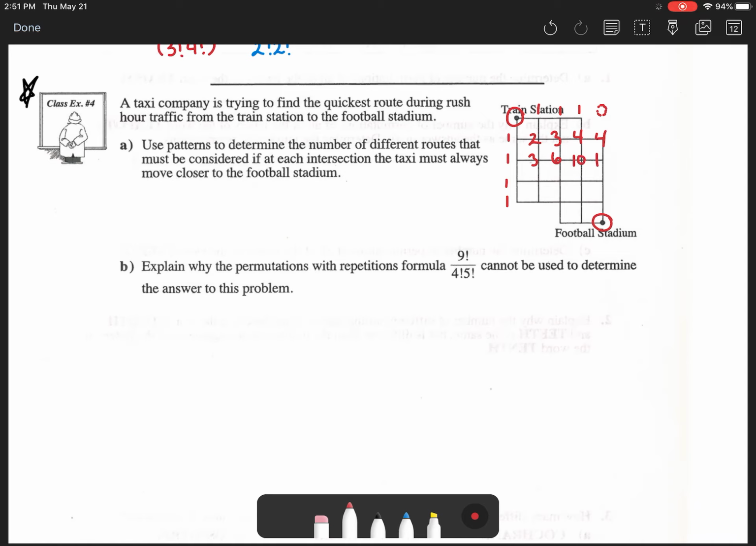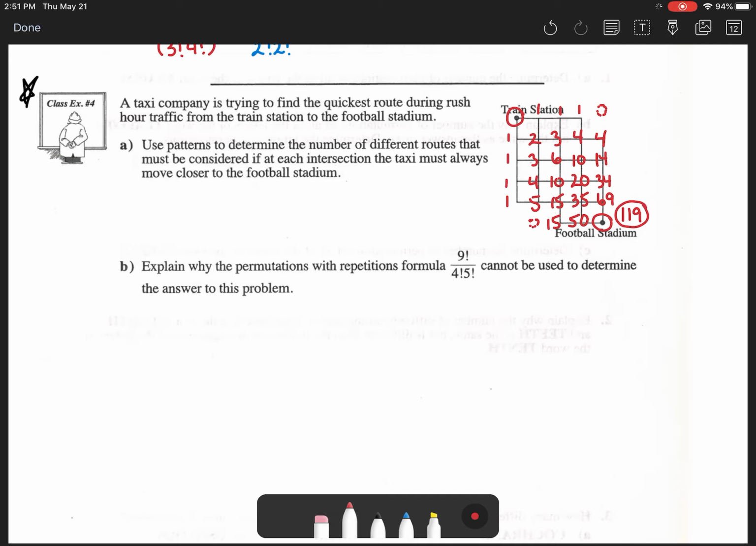2 and 1 is 3, 3 and 3 is 6, 6 and 4 is 10, 10 and 4 is 14, 3 and 1 is 4, 4 and 6 is 10, 10 and 10 is 20, 20 and 14 is 34, 1 and 4 is 5, 5 and 10 is 15, 15 and 20 is 35, 35 and 34 is 69. Down here, I extend that 15. Again, it's like there's a 0 here to add it to. And then I continue. 15 and 35 is 50, and 50 and 69 is 119. So there's your total number of pathways, okay, to get from the train station to the football stadium.